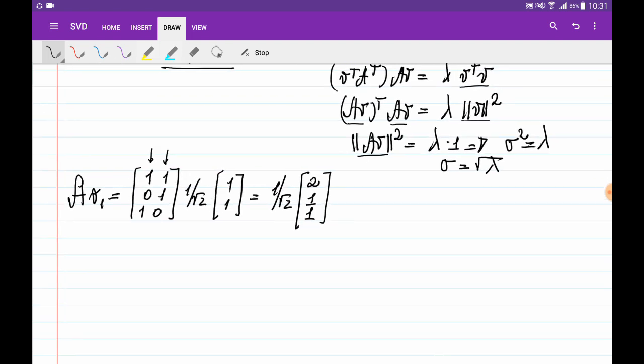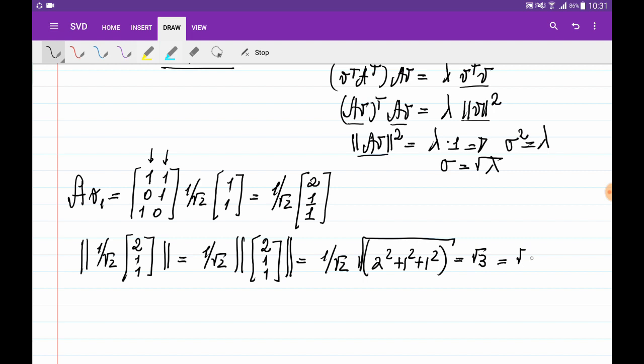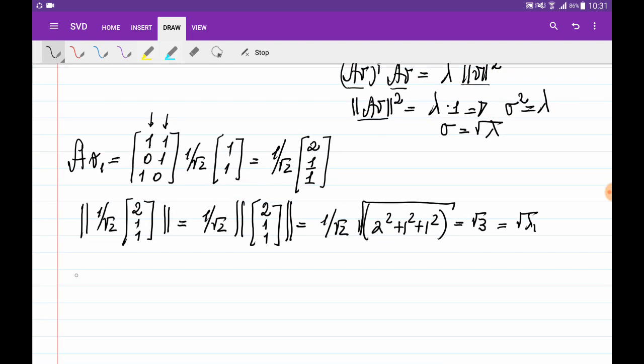So the norm of this vector, 1 over 2, 2, 1, 1, can be obtained by just taking out this constant and finding the norm of this vector. So this will be 1 over square root of 2, 2 in the square plus 1 in the square plus 1 in the square, from the square root, which is square root of 6, and it will be square root of 3. Do you remember it was the same as the square root of lambda 1 because lambda 1 was 3. So if I normalize this vector, I can find the u1.